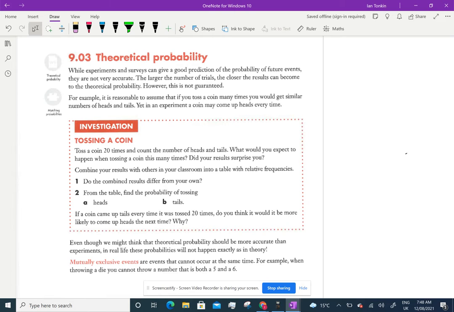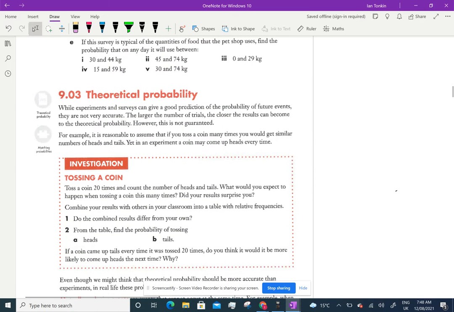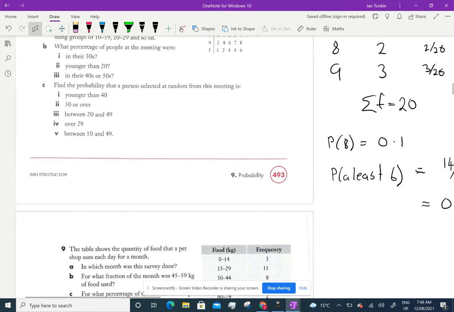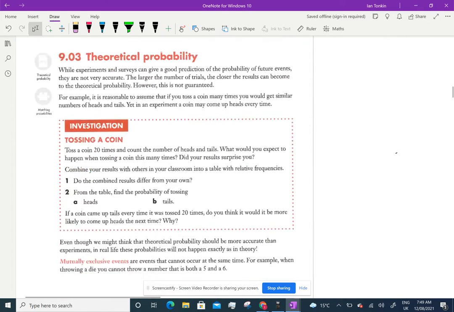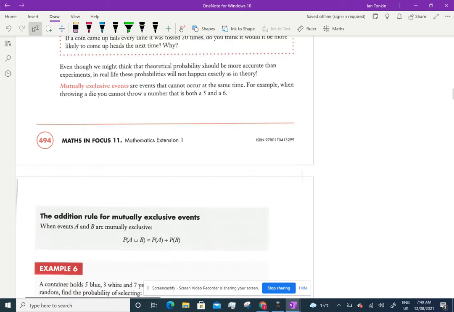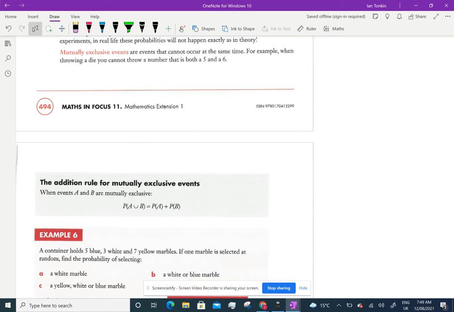So theoretical probability is when we've got something where we know all the number of outcomes. We did experimental probability previously, which was using statistical data or number of trials, but now we're going to talk about things like rolling a die, tossing a coin, picking things out of hats where we have a set amount.